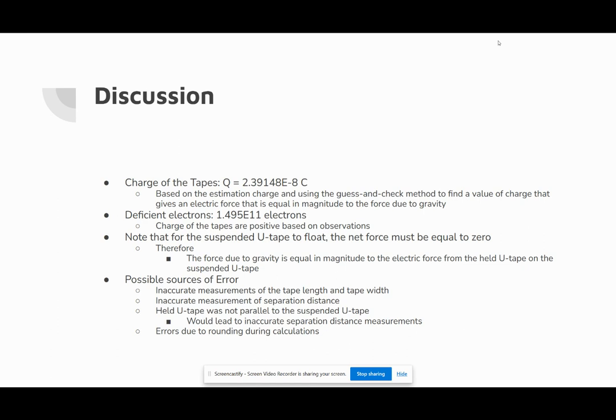Some possible sources of error would be inaccurate measurements for the tape length, tape width, and the separation distance. And if the U-tape was held not parallel to the suspended U-tape, this would all be a result of human error, and then some of the errors due to rounding during calculations could be due to inconsistent carryover of decimals.